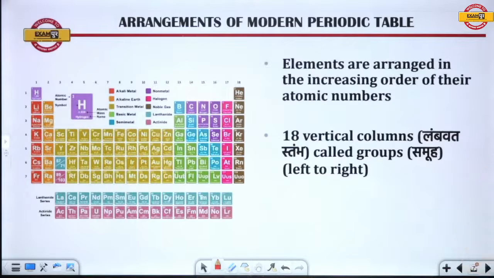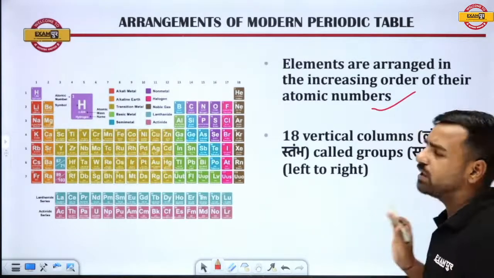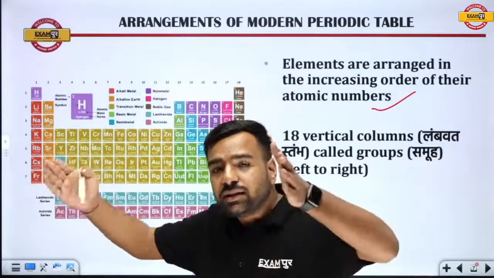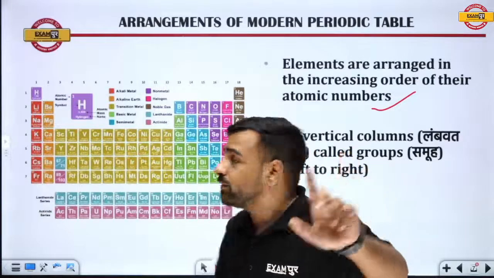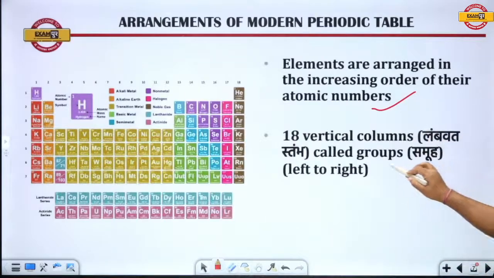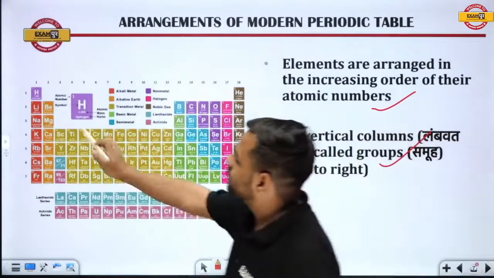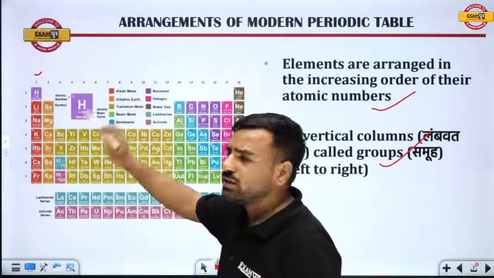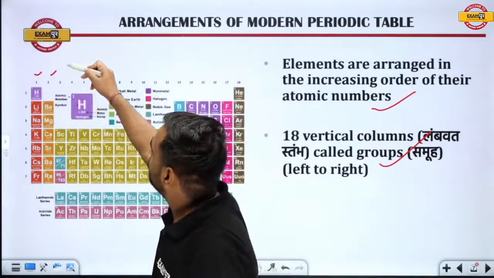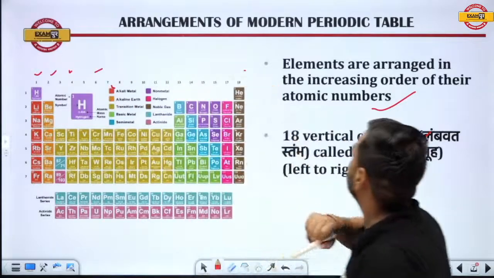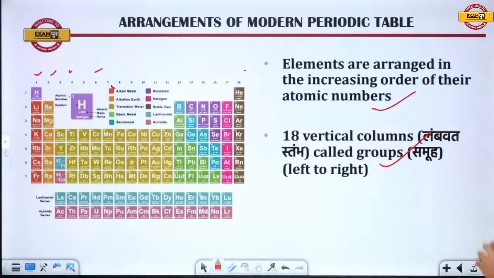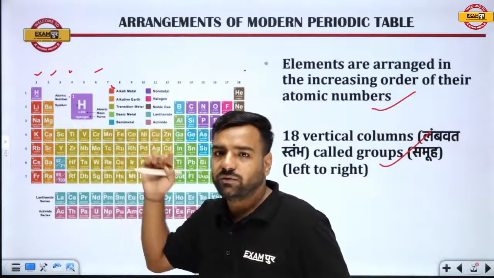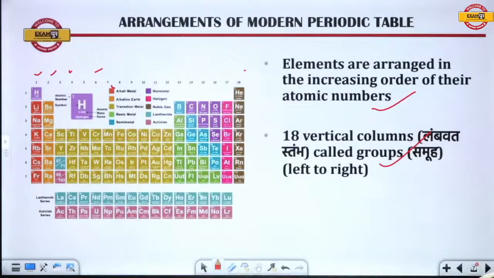Elements are arranged in the increasing order of their atomic numbers. We have already understood that. Hydrogen, helium, lithium, beryllium, boron, carbon, nitrogen, oxygen, fluorine. That is, atomic numbers are increasing there, right? So yes, 18 vertical columns are there which are known as groups. We have understood that. That is hydrogen, then we have this group, this group, this group, and so on. These are 18 groups. So 18 vertical columns are there which are known as groups. Fine. So yes, moving forward now.